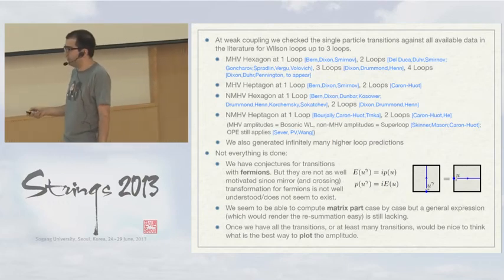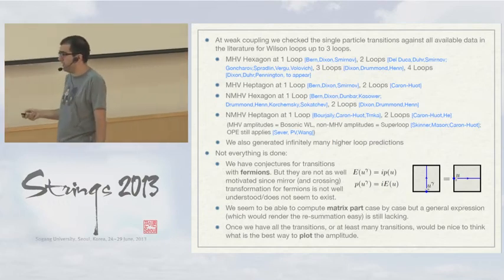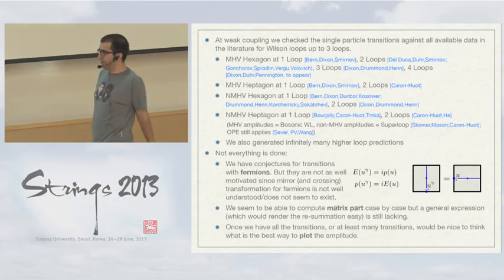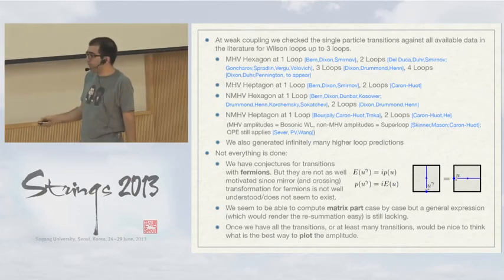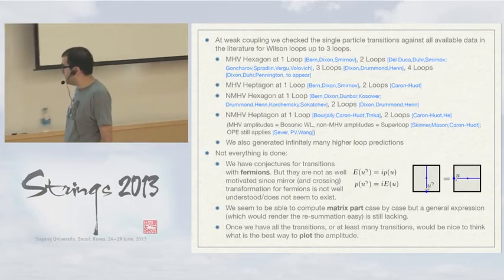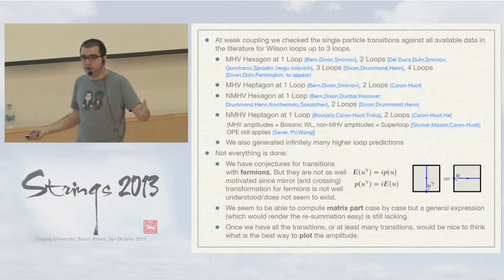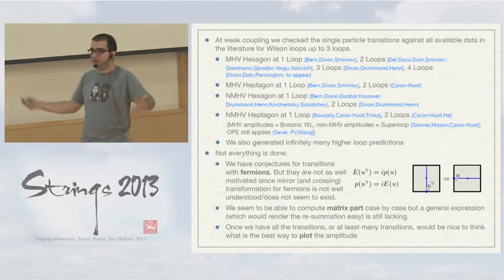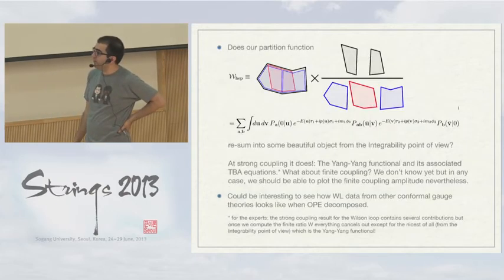So we can compute it. We did compute it up to, say, 8 particles or something like this, but we do not have a general N formula. But in principle, we show that it can be solved uniquely. And then, once we have all the transitions, or a large number of transitions at least, it would be nice to think what's the best way to plot this amplitude and to understand this amplitude at any finite coupling.